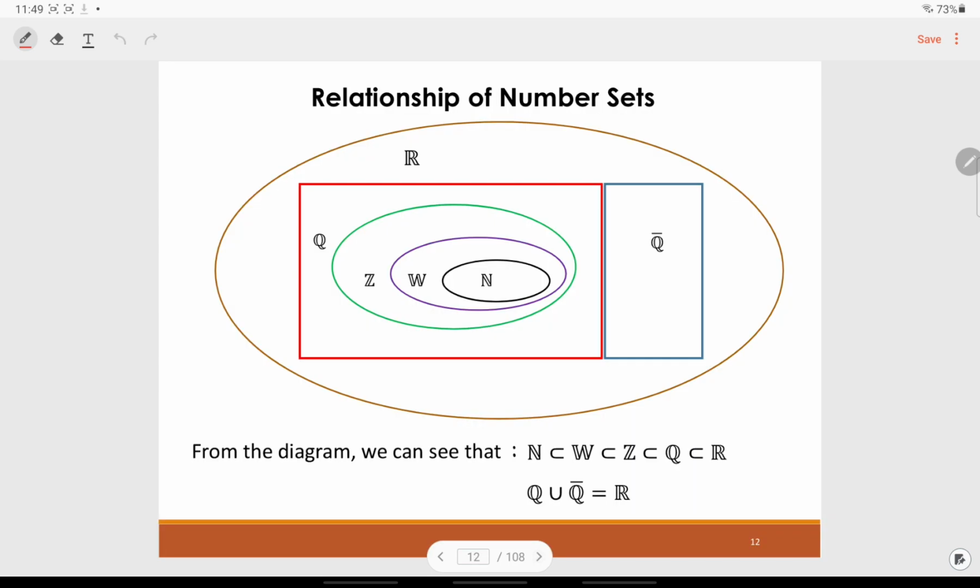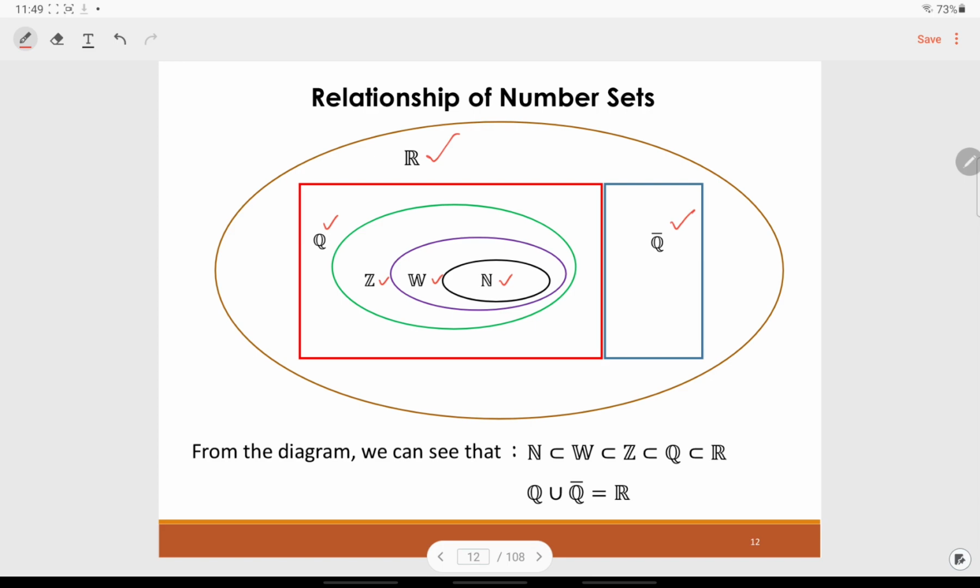So this is the pictorial representation of the relationship of the set of numbers. The smallest set is natural numbers, followed by whole numbers, and followed by integers, and then we have the set of rational numbers. Another set other than rational numbers is a separated set, what we call irrational numbers. The combination of rational and irrational numbers forms the set of real numbers.